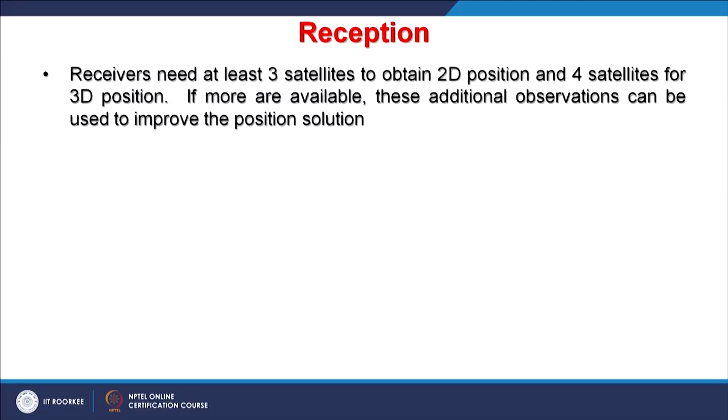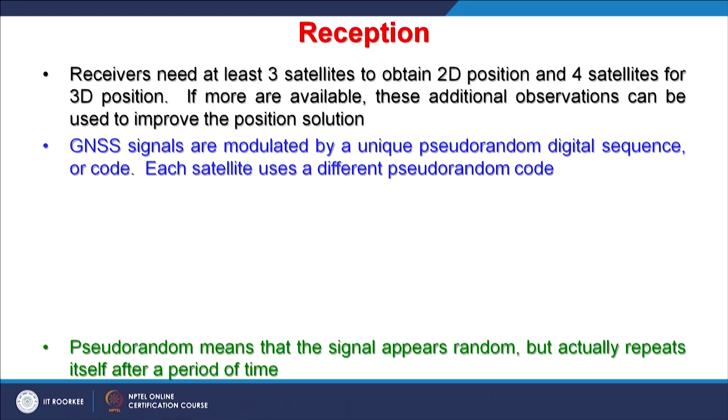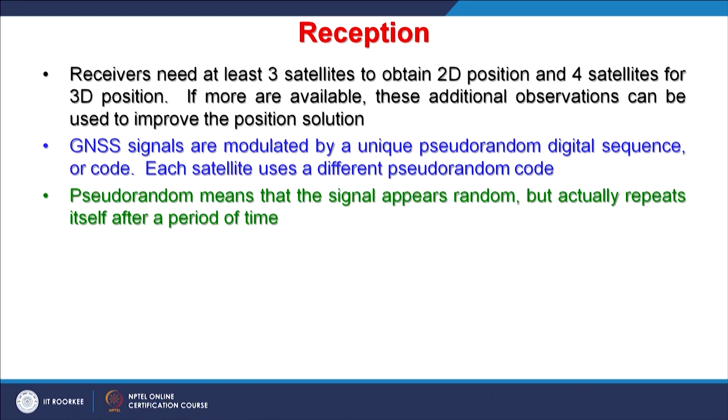That doesn't mean that whatever will be estimated based on 4 satellite signals will be accurate, not at all. If more satellite signals are available, the additional observations can be used to improve the position solution. And these GNSS signals are basically modulated by a unique pseudo random digital sequence or code. Each satellite uses a different pseudo random code, because each satellite is carrying its own ID, and when the position estimations are done, these are used at that time.